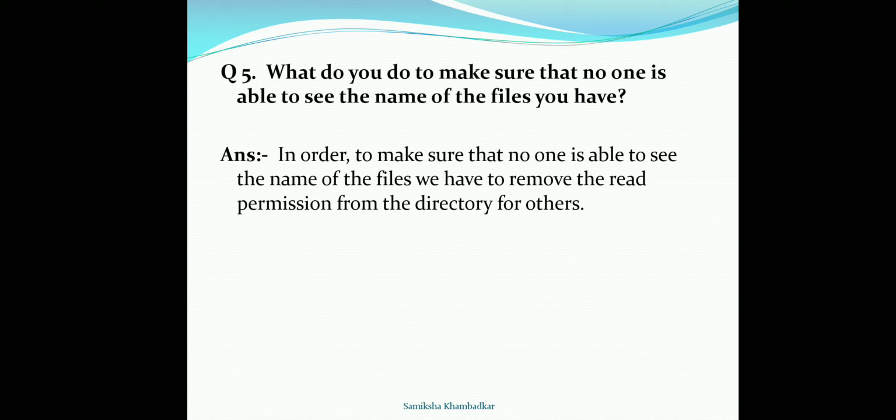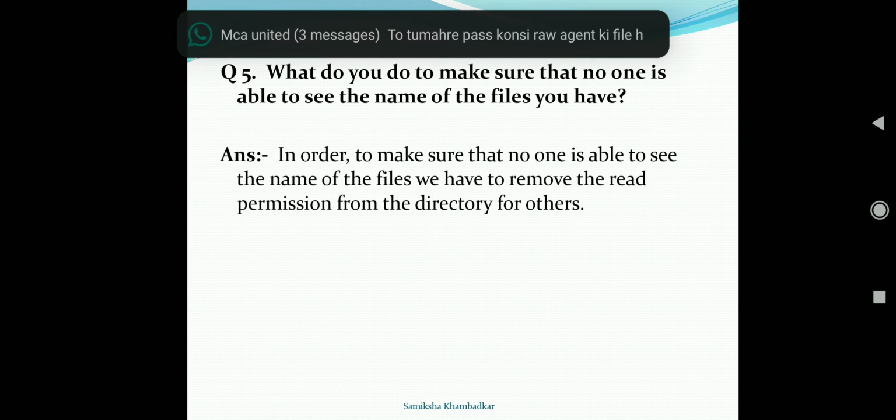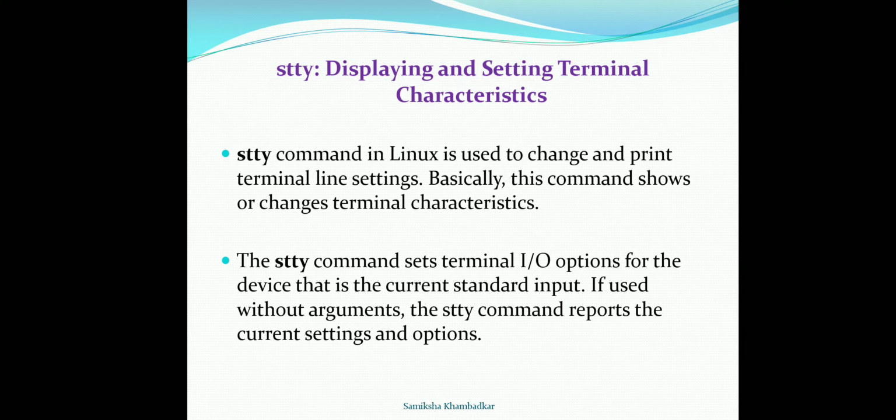Now I am going to explain the command stty of Unix. STTY basically displays and sets terminal characteristics. The STTY command in Linux is used to change and print terminal line settings. Basically, this command shows or changes terminal characteristics. So we can conclude that the STTY command changes, prints and shows the terminal line settings.